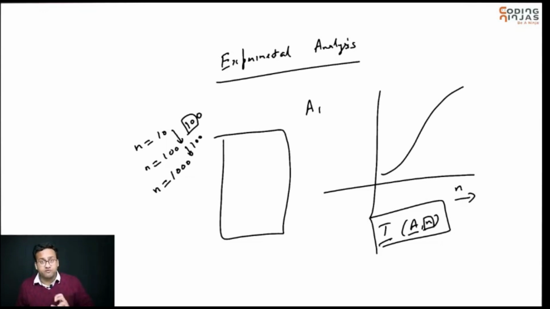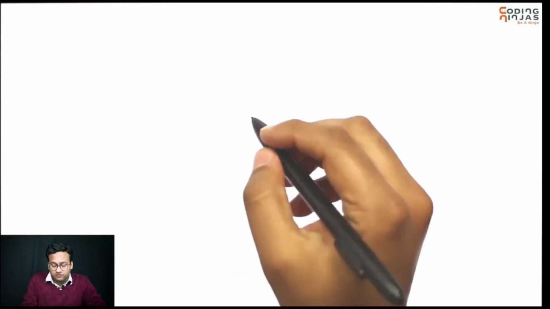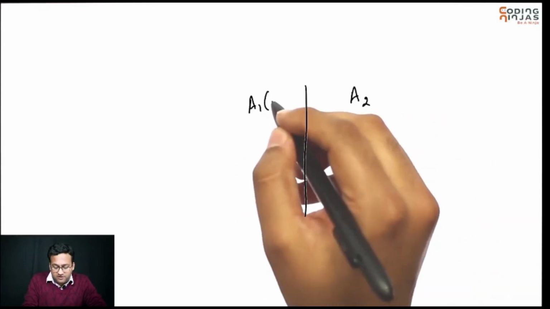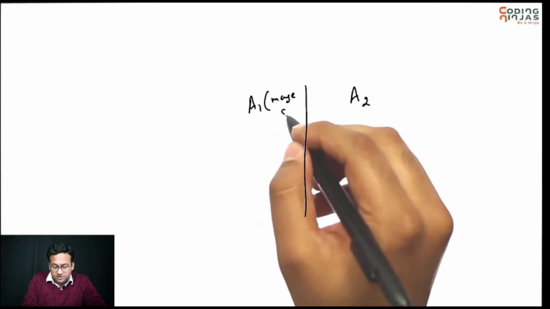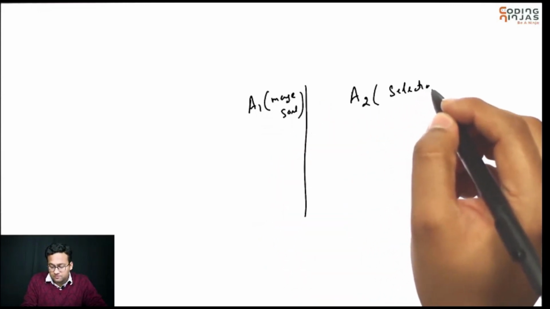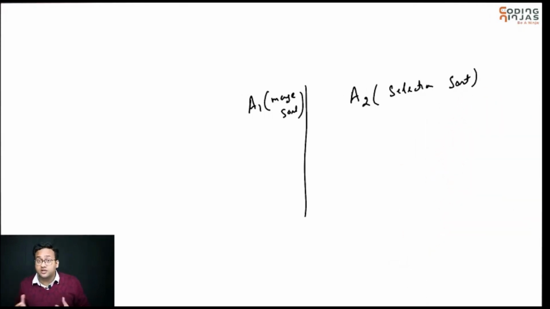So that's what we want to do in this session. Instead of looking at just one algorithm, we will look at two algorithms. We'll pick A1 and A2. A1 will be merge sort, and A2 will be selection sort. Both of these algorithms are supposed to sort a given list. If you give them a list, they are supposed to sort that list in increasing order.